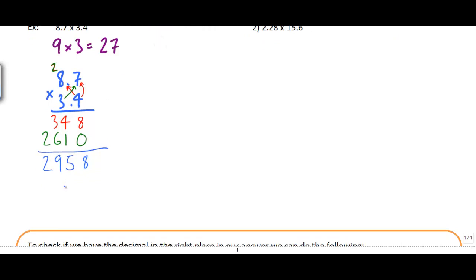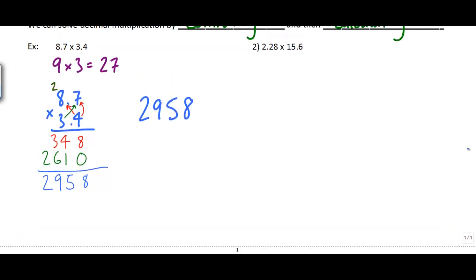I've got to this point and I've got 2958. And all I need to know is, where does that decimal place go? Where should it be? And the thing is, we actually should have a pretty good idea where it should go, because remember we estimated, our original guess was that our answer should be somewhere around 27.